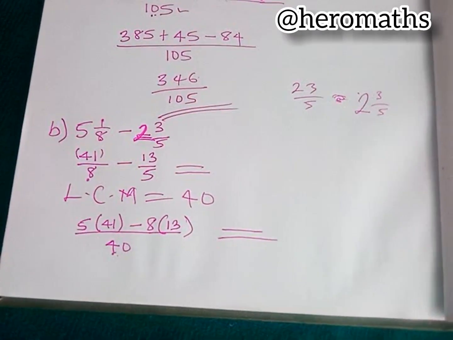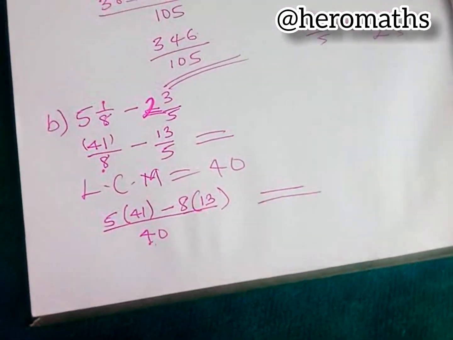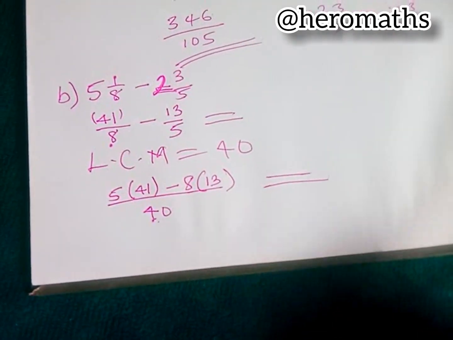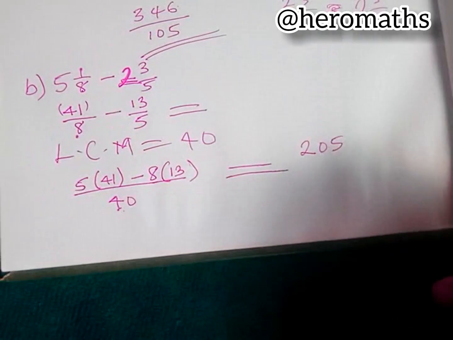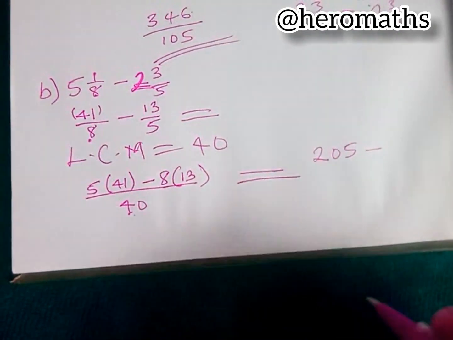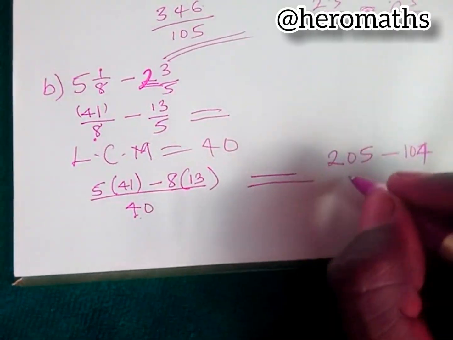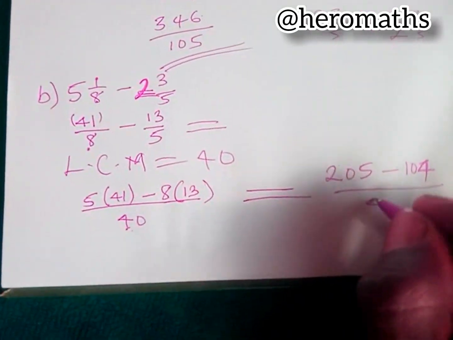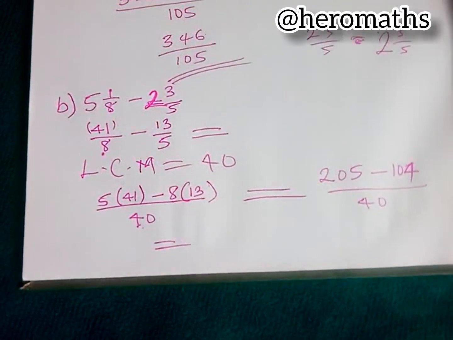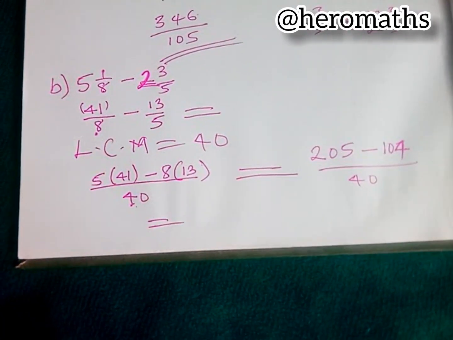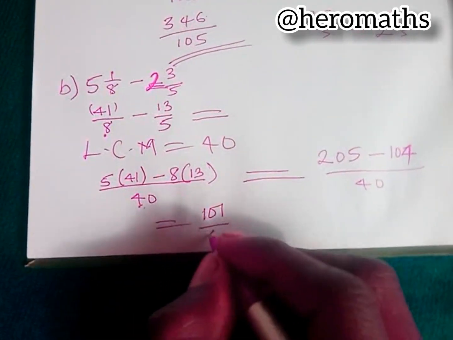Let us see. 5 times 41. Let us punch our calculators. So 5 times 41, that will give us 205. 205 minus 8 times 13. The answer is 104. 104 divided by 40. This 40. And this will be equal to 205 minus 104. That is 205 minus 104. That will give us 101 divided by 40.